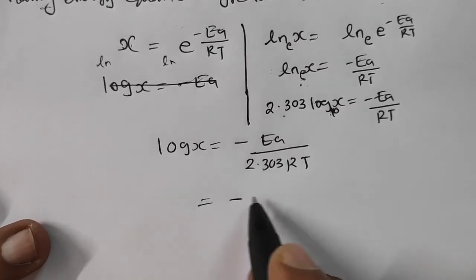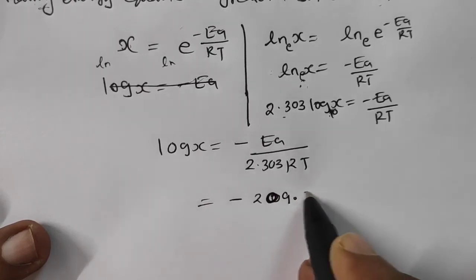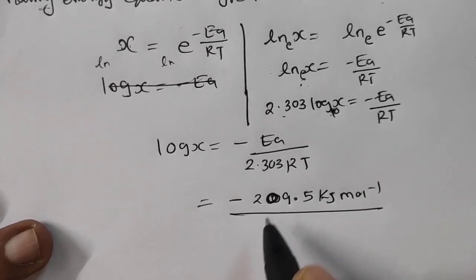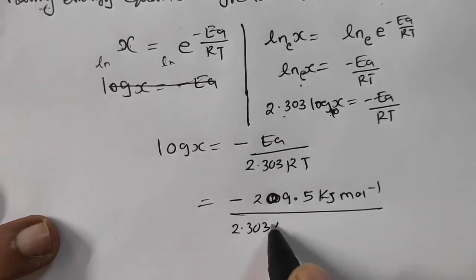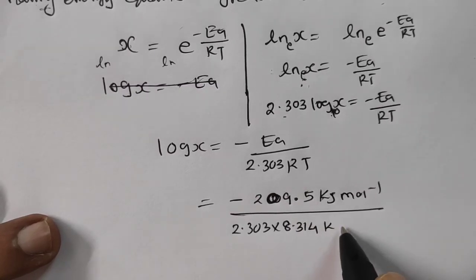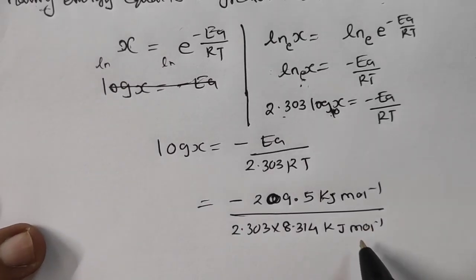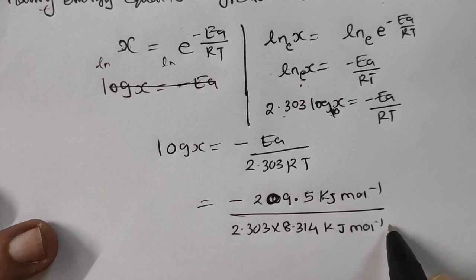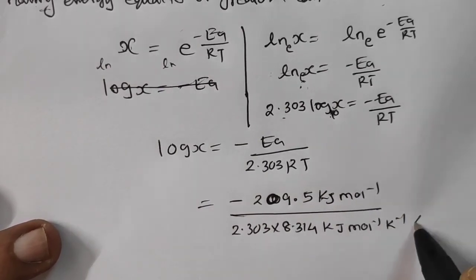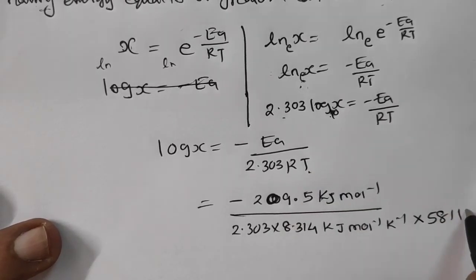Now we'll substitute the values. So minus 209.5 kilojoule mole inverse whole upon 2.303 into 8.314 times 10 raised to minus 3 kilojoule mole inverse Kelvin inverse. This I converted into kilojoule. So into 581, that is temperature, in Kelvin.